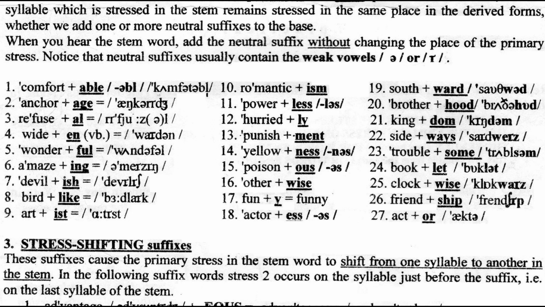So, in this type, which is entitled neutral or weak suffixes, we have noticed that there is no effect of those suffixes on the stress placement. So we keep it as it was in the root. That's why they are called weak or neutral, okay?